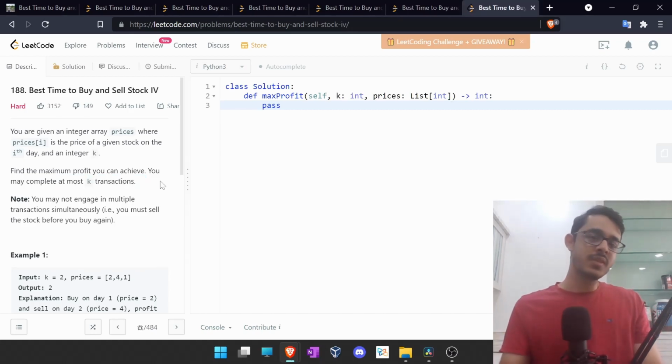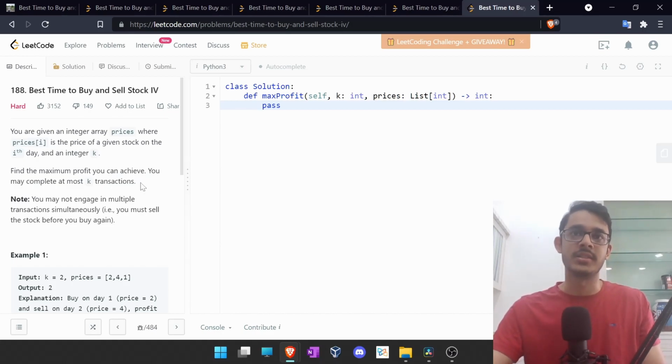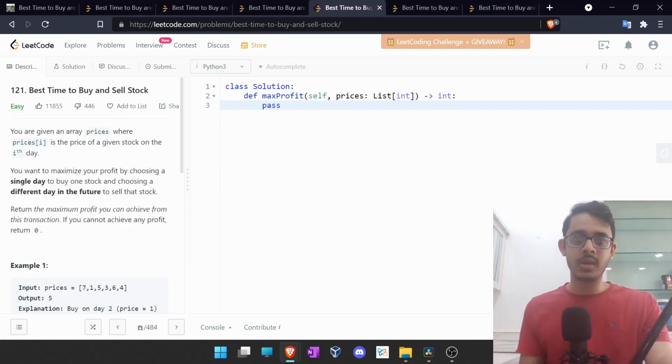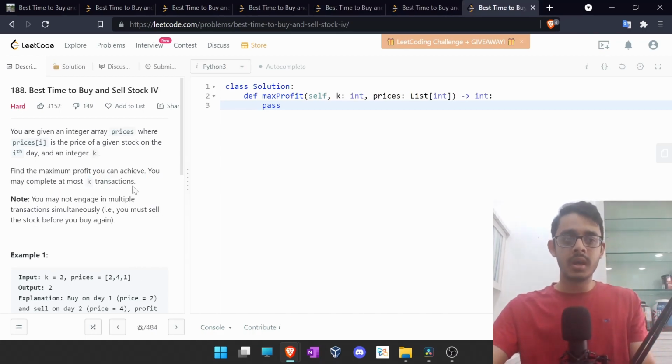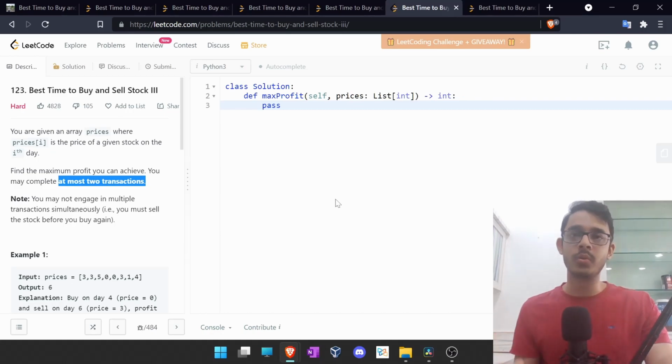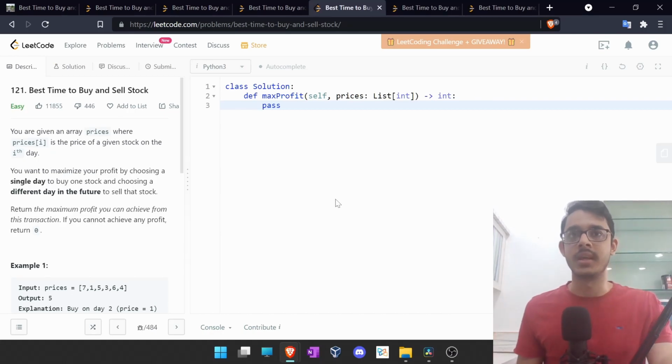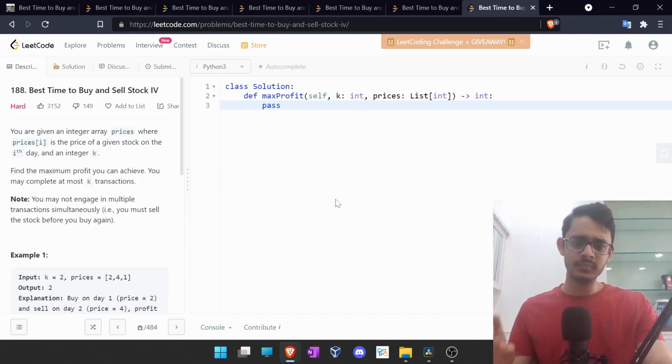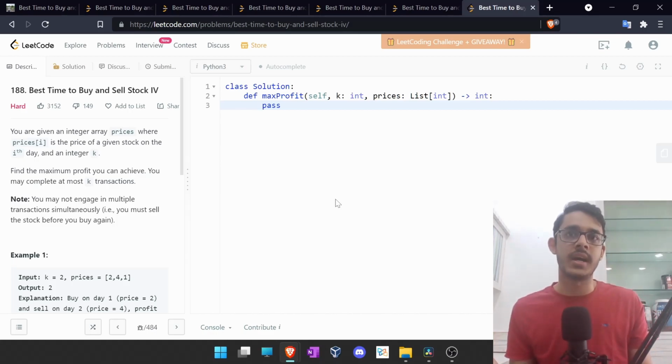Similarly, in best time to buy and sell stock 4, you're given this K and you can do at most K transactions. So all of these 3 questions are similar in the sense that if you can find the solution for K transactions, you can basically set K equals to 2 in this case and K equals to 1 in this case. Very simple. Let's talk about the K thing and how we can now incorporate the information of the number of transactions into this recursion function.